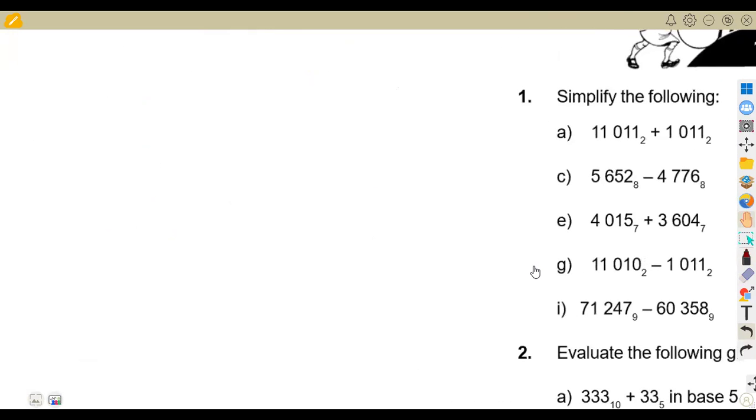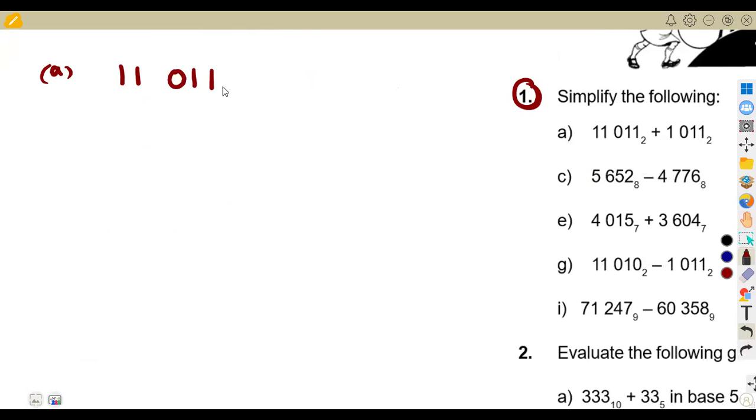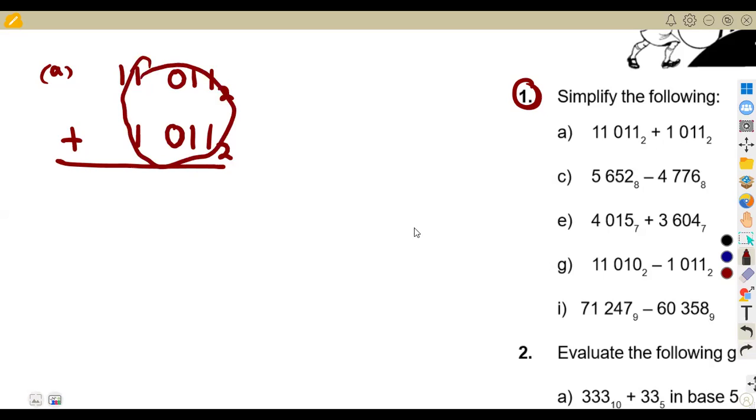In these calculations, we are asked to simplify the first part, number 1a: 11011 in base 2. And what are we adding? We are adding 1011 in base 2. All right, so this is what we are having. Make sure that the numbers are in line from the end. So now we can add.